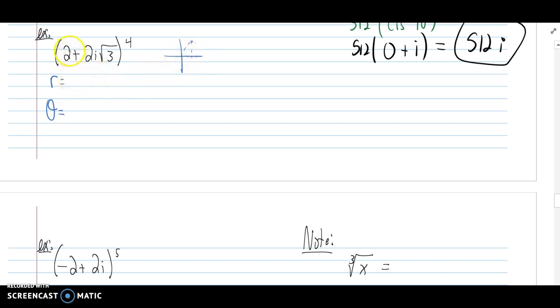Right, so the radius, a squared plus b squared, and the square root of that gives us a radius of 4. That's how far away this point is from the origin. The tangent inverse of 2 root 3 over 2 gives us that theta is 60 degrees. And it really is 60 degrees. I can tell because it's in the first quadrant. So this problem then becomes 4 cis 60 degrees to the 4th power. Means we're going to take 4 to the 4th and multiply 4 times 60 degrees.